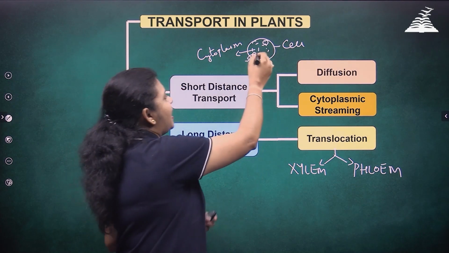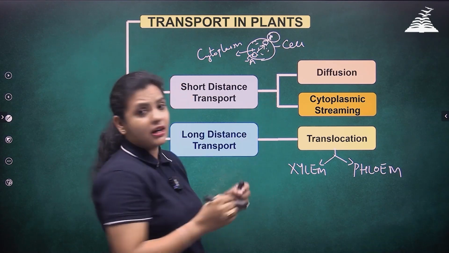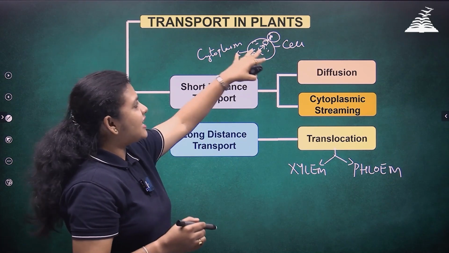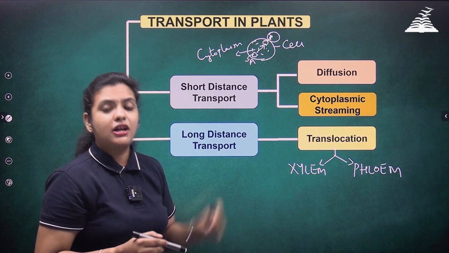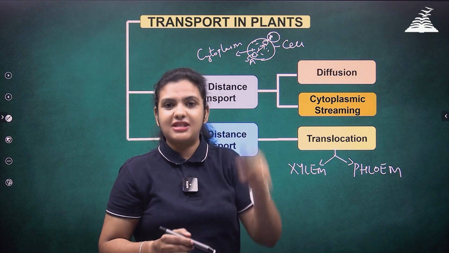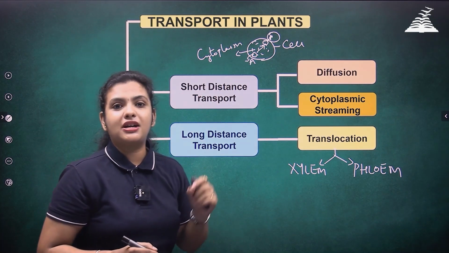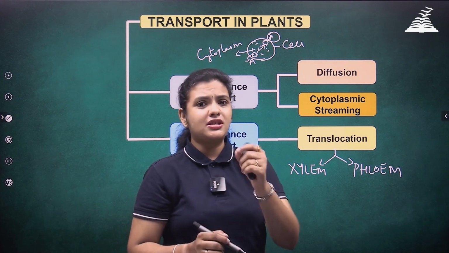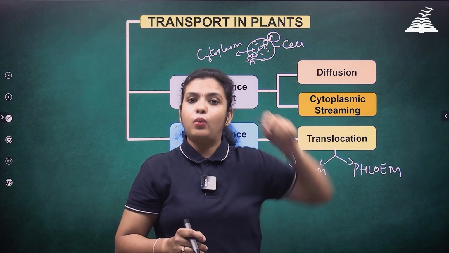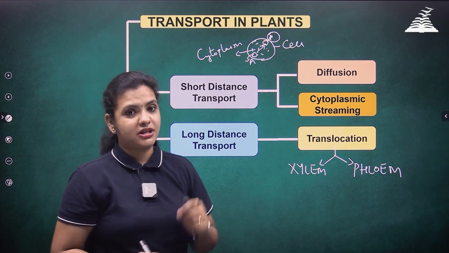Okay, so A has moved from this end to this end. Now A has come here, but the movement is happening within the same cell, inside the same cytoplasm, right? Movement of molecule A has happened within the same cell and in the same cytoplasm, and this is called cytoplasmic streaming. Understood? What is cytoplasmic streaming? The movement of molecules or components within the same cell or cytoplasm is called cytoplasmic streaming.